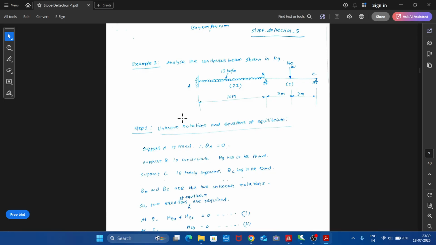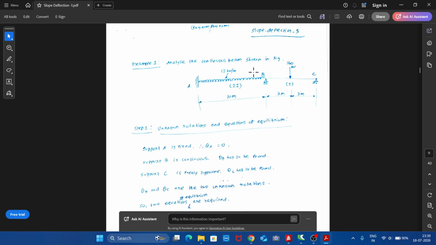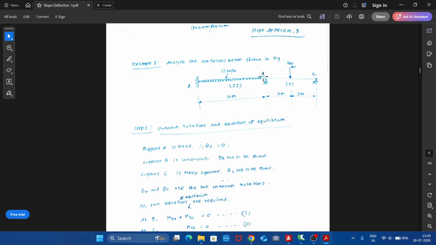To identify the unknown rotations, a simple thumb rule is to see whether there are any fixed supports in the continuous beam. In this beam, support A is fixed. A fixed support will not have any rotation, and a hinged or free support will rotate. So identify the fixed support. Here support A is fixed, therefore theta A is 0. Hence, theta B and theta C are the two unknown rotations.